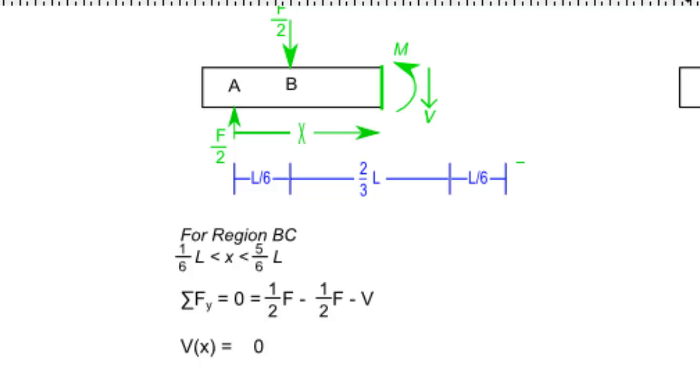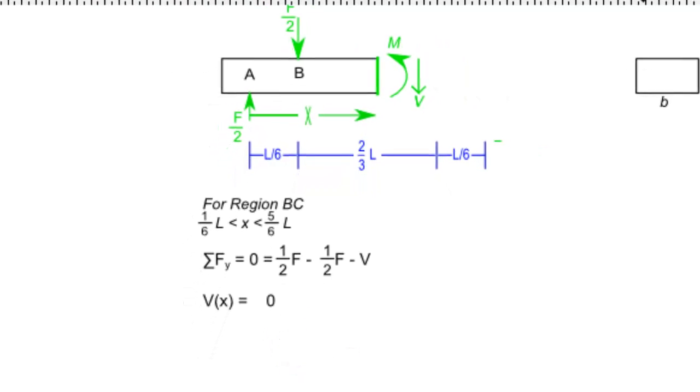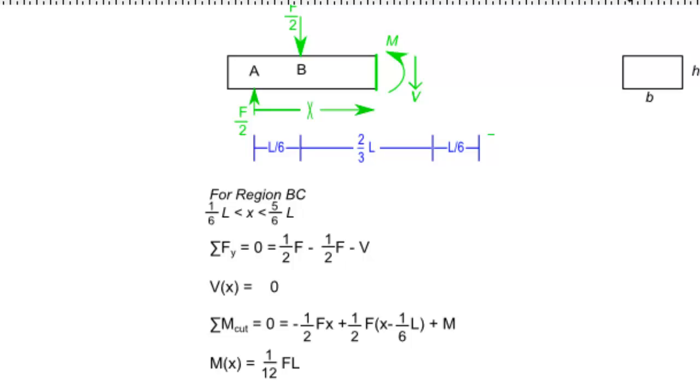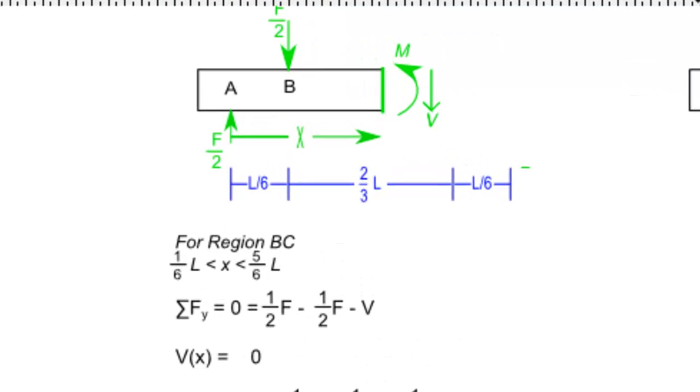Up next, we can carry out this exact same analysis, but this time on region BC. In this region, we see that the applied loads actually cancel out, and because of that, we have 0 shear force present within this region. Because we have 0 shear force in this region, we are left with a constant moment that equals 1/12 FL. However, remember that the magnitude of this moment is dependent on the spacing of the applied loads.